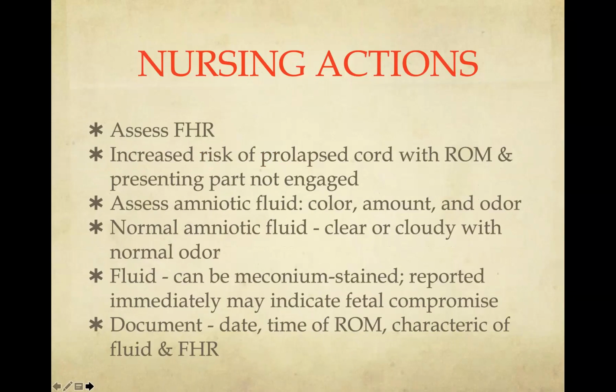Nursing action is extremely important. You have 2 patients. So when those membranes rupture, what is our biggest concern? Right? A nuchal cord or a prolapsed cord. So we want to assess the fetal heart rate because of the increased risk of prolapsed cord. Assess the amniotic fluid for color, amount, and odor. Is there any presence of meconium?